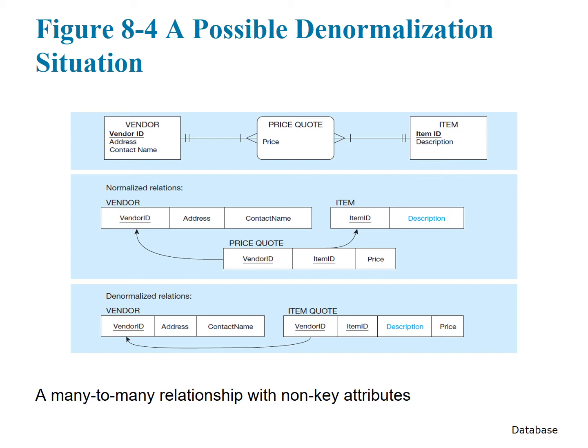The item description. This means that anytime the description changes, the change must be done to all item quotes, unless you are willing to tolerate inconsistencies in the item description. So, in this case, there is some compromising of data integrity guarantees. Again, we do this for the sake of performance. A query involving two tables is more efficient than a query involving three.